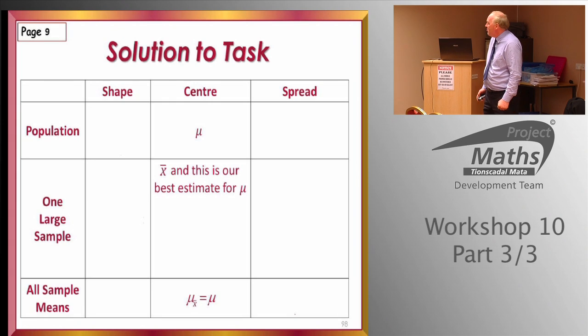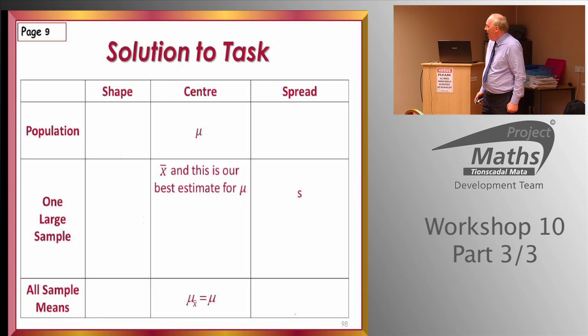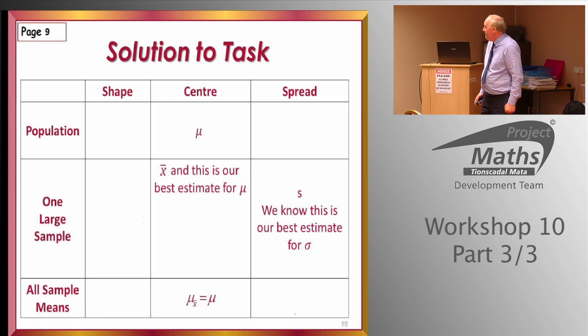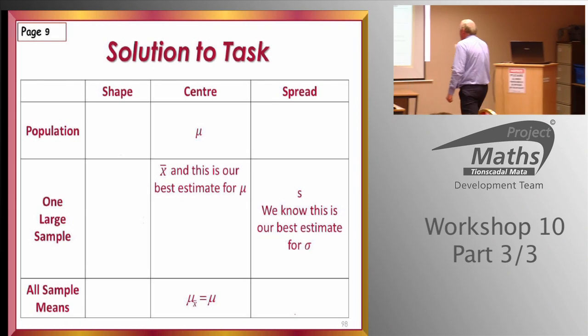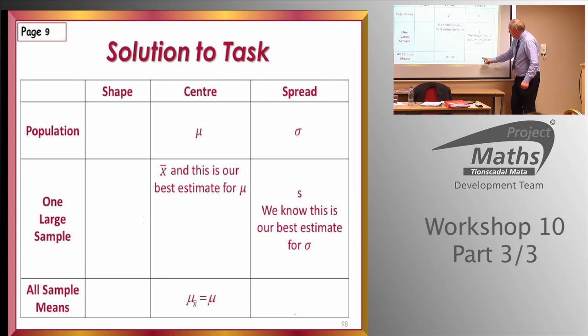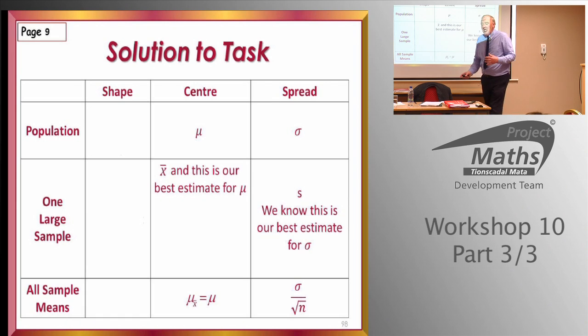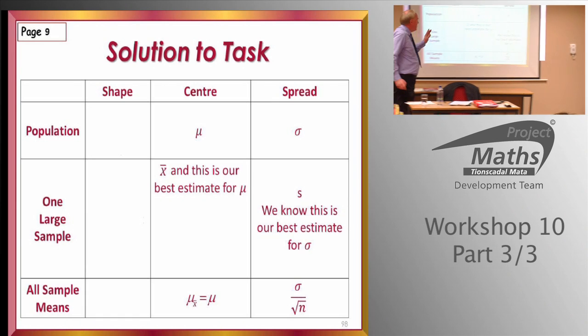Now let's look at our spread. S I can calculate. That's a very good estimate for sigma. S is a very good estimate for sigma. Now, what is the spread here though? The spread here is sigma divided by root n. Remember? Sigma divided by root n. Now, we're left with the shape.